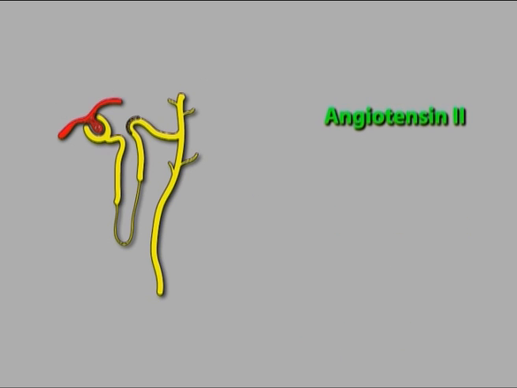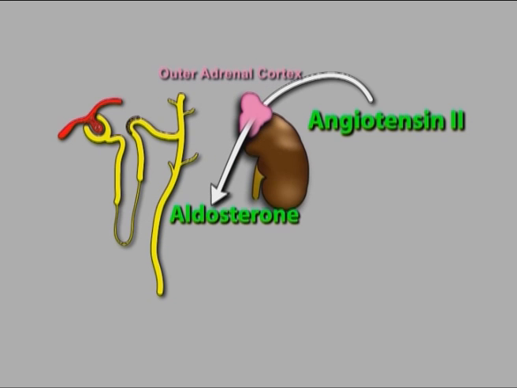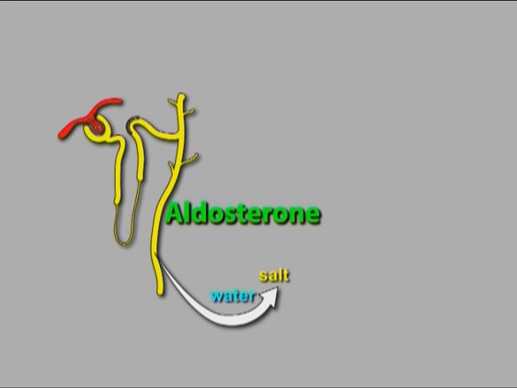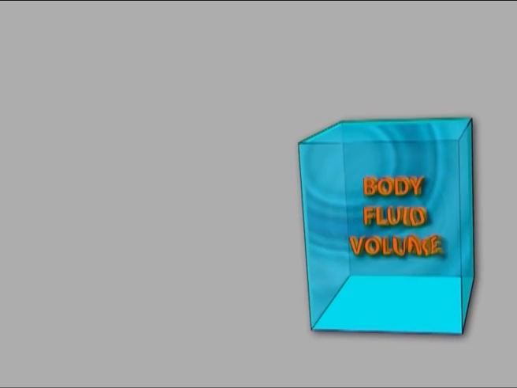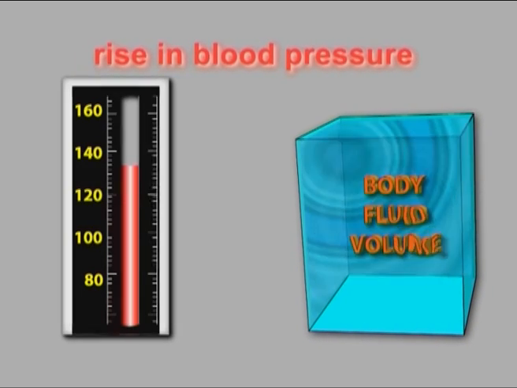Angiotensin II also mediates a second important response, notably the production of a steroidal hormone, aldosterone, from the outer cortex of the adrenal gland. Aldosterone facilitates the reabsorption of salt and water from the collecting ducts. Sodium is reabsorbed at the expense of potassium and water is retained. This retention of water results in an increase in total body fluid volume and a rise in blood pressure.